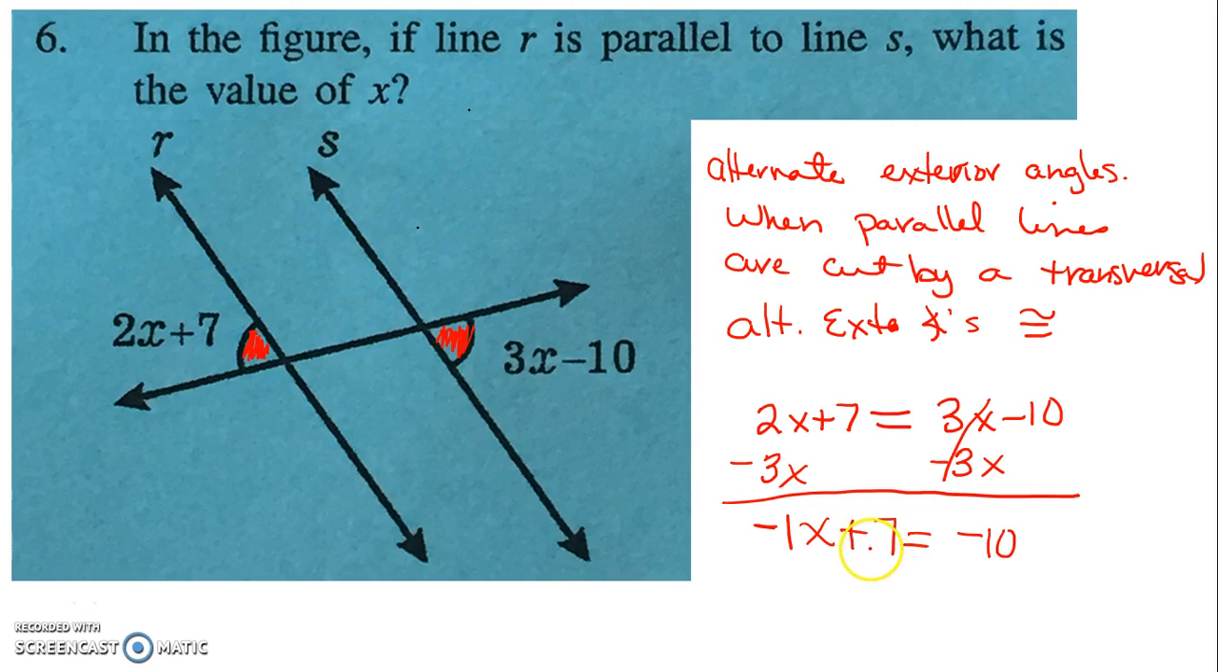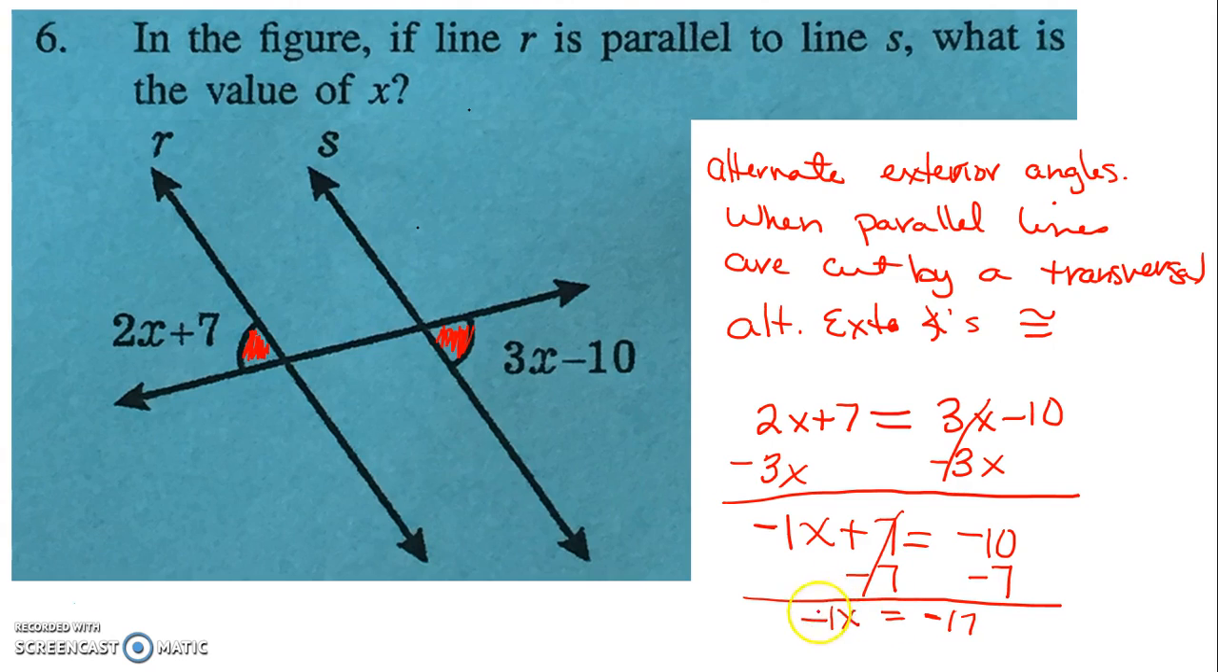Now I'm going to move all of my constants to the right side of the equal sign. How do I eliminate plus 7 from the left side? I subtract 7 from the left. I'm going to subtract 7 on the left side of the equation. I must also subtract 7 on the right side. So I have negative 1x equals negative 10 minus 7. Signs are the same. Find the sum, keep the sign. Find the sum. The sum of 7 and 10 is 17. And I got to just keep the sign. Negative 10 minus 7 more is negative 17.